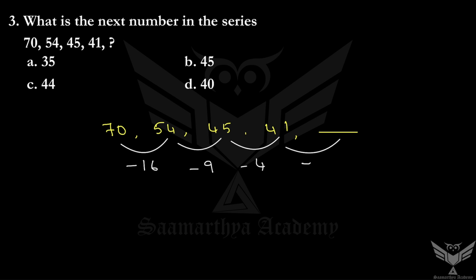Let us understand. 16 is nothing but 4 square. This is nothing but 3 square. This is nothing but 2 square. Then according to the pattern, it has to be 1 square, that is 1. Now 1 subtracted from 41 is clearly 40. That's my answer.